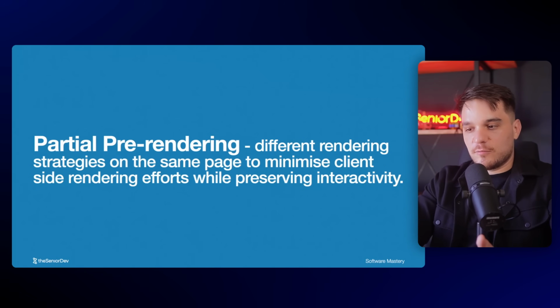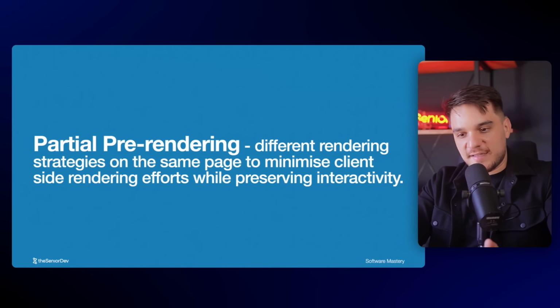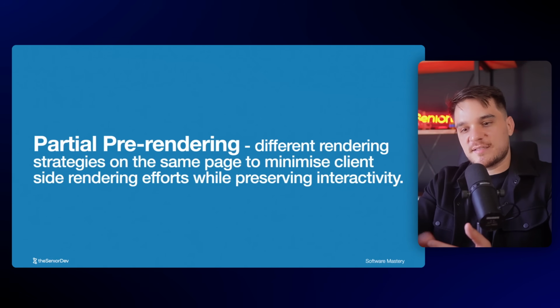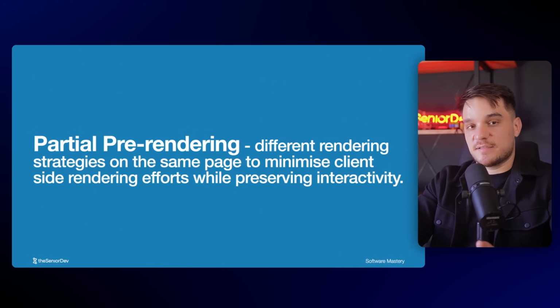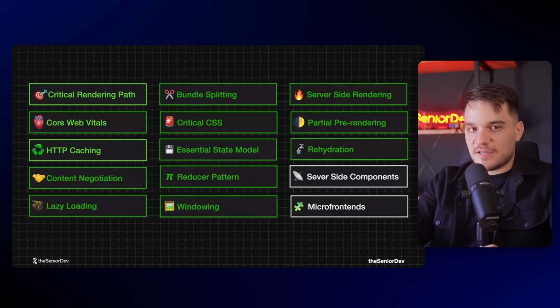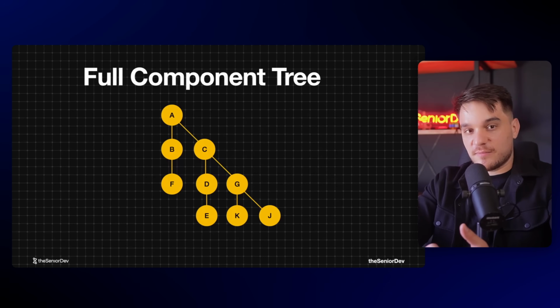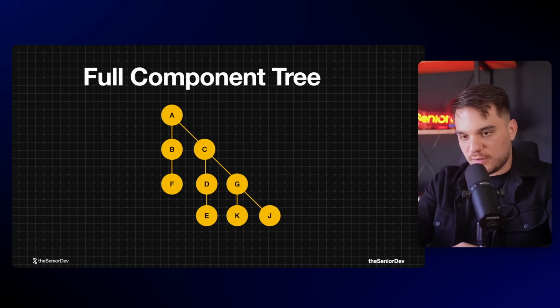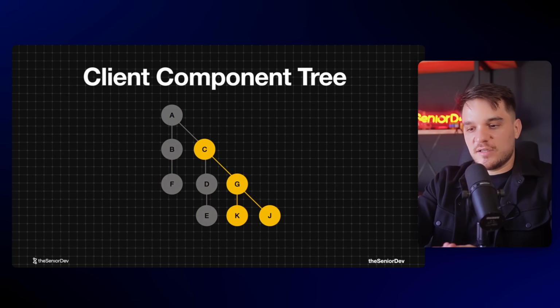And so partial pre-rendering will be applying different rendering strategies on the same page to minimize client-side rendering and preserve interactivity. Okay, now moving on to concept number 14, server-side components. With server-side components, rather than shipping our full component tree, all the JavaScript needed to render this whole thing to the client, we actually look at our component tree and try to find out only the elements that need interactivity.